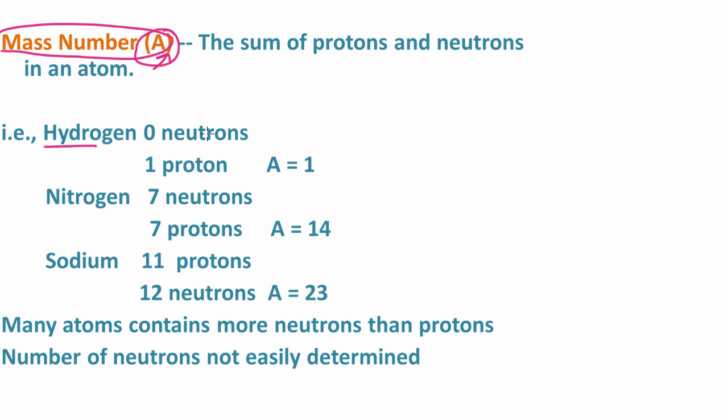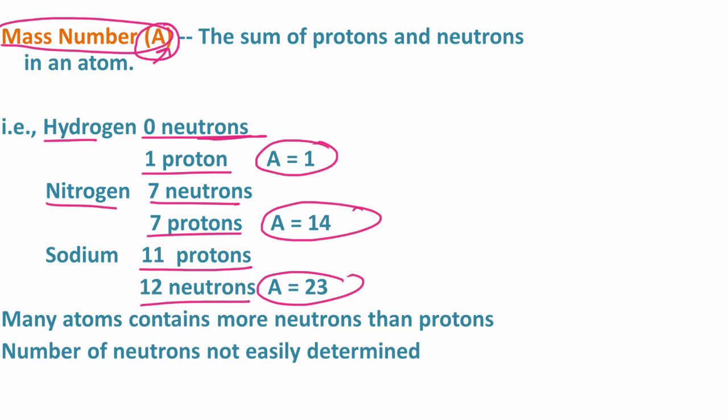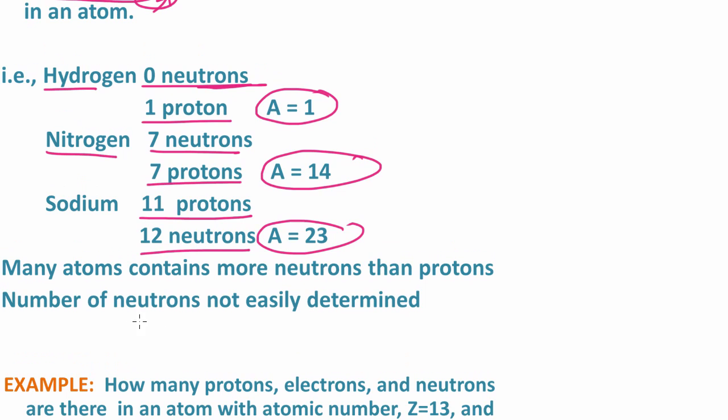We have hydrogen. It has a hydrogen atom with 0 neutrons and 1 proton. A is equal to 1. If a nitrogen atom has 7 neutrons and 7 protons, the mass number is 14. For a sodium atom with 11 protons and 12 neutrons, A is equal to 23. So it turns out that many atoms contain more neutrons than protons, and we cannot determine the number of neutrons just by looking at the periodic table and those atomic masses.